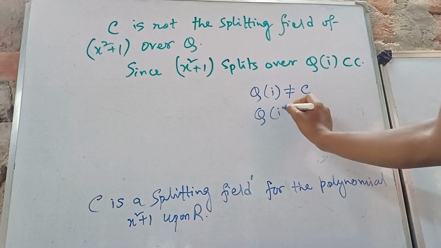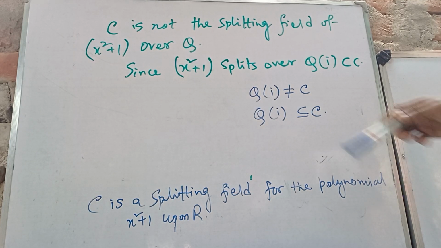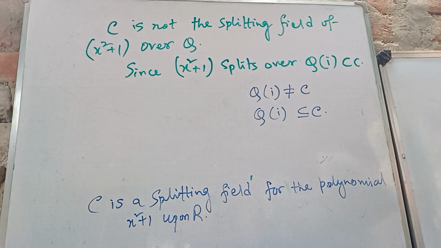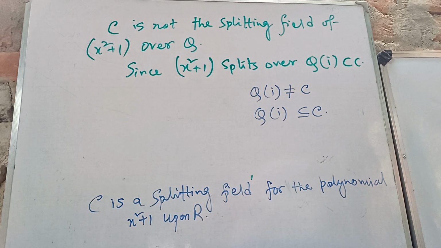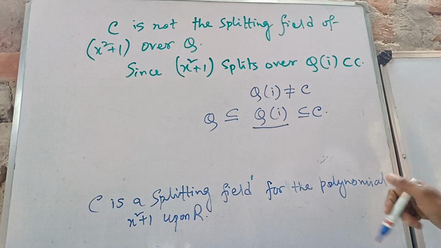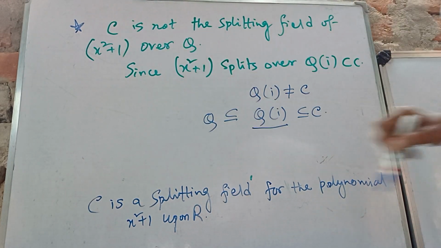Q(i) is obviously a subset of C. So this polynomial also splits over Q(i), but that means C is not the splitting field of the polynomial x square plus 1 over Q. That means we obtain one proper intermediate field, this Q(i), so Q is a subset of Q(i), which is a subset of C, where obviously this polynomial splits. So C is not the splitting field of this polynomial over Q.